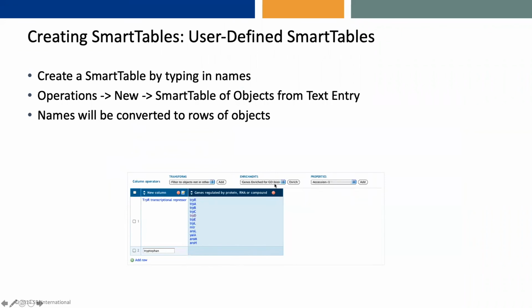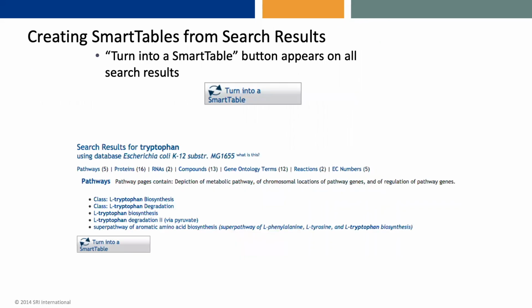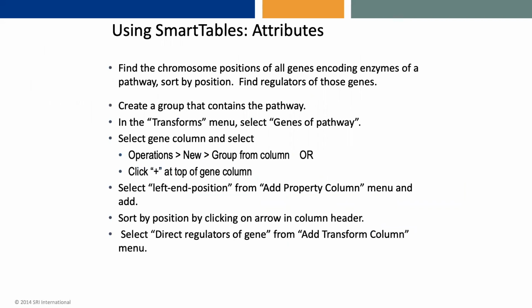And again, you can create a smart table by typing in names. And as I mentioned before, if you see this turned into a smart table, you can click on that and it will create a smart table from the results.